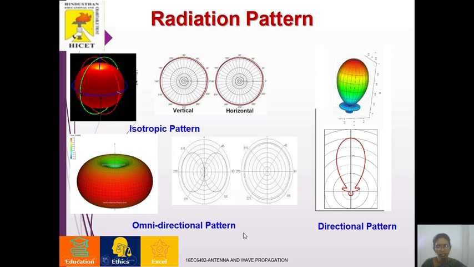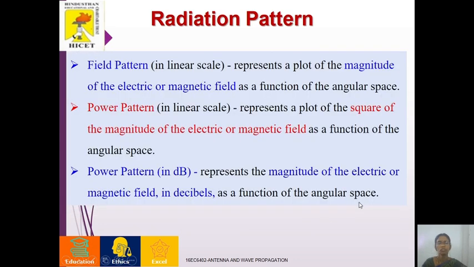Second, omnidirectional pattern. In omnidirectional pattern, along one direction, the radiation pattern is going to be a figure of 8, whereas in the other direction it is going to trace a circle. The third one is directional pattern. In directional pattern, one direction is going to have maximum radiation, while all other directions will have minimum radiation. So, the radiation pattern can be viewed as a three-dimensional structure in space.